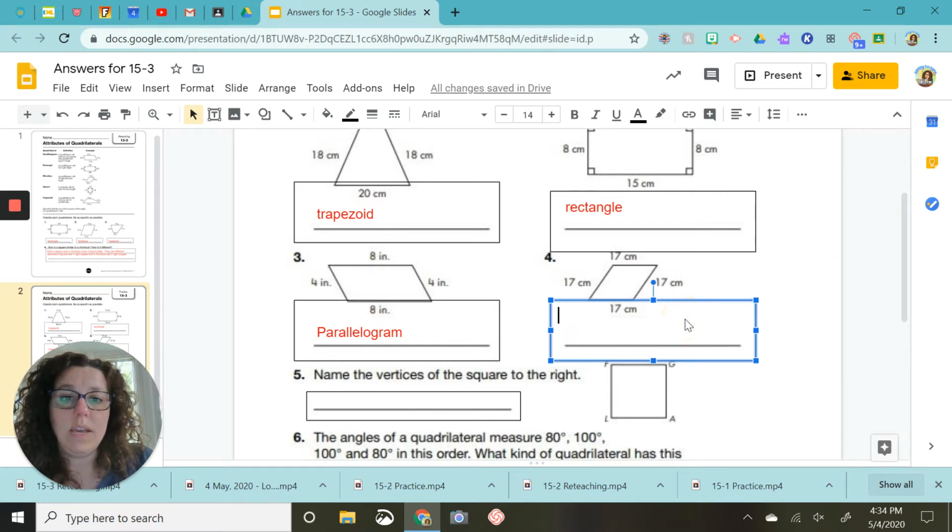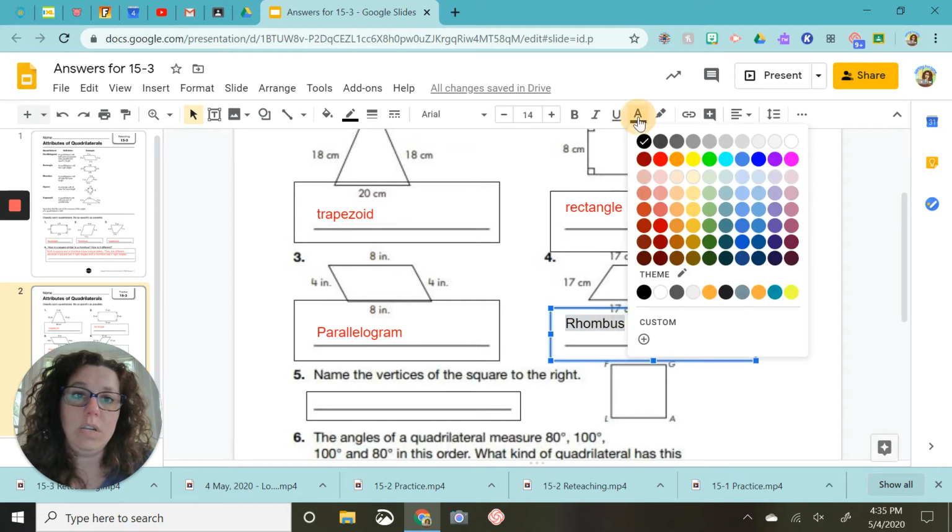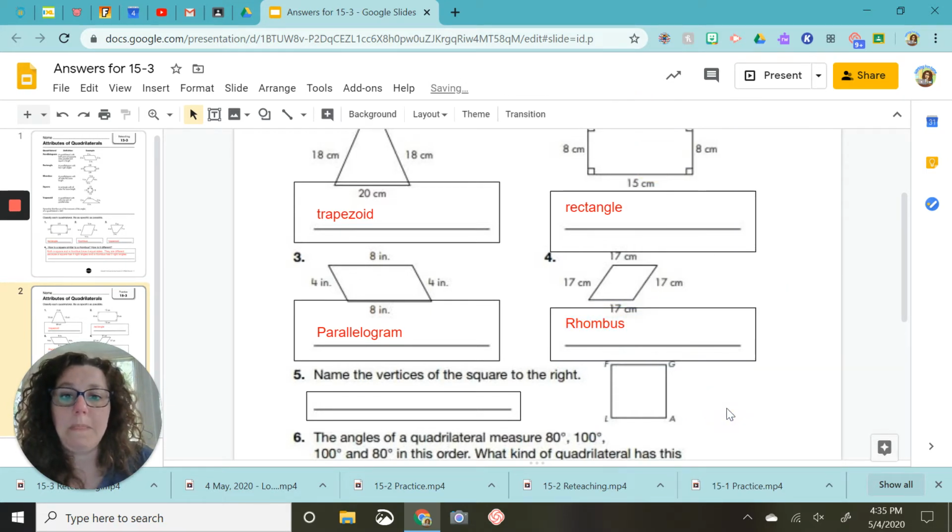This next one shows that I have all sides the same length, which could be a square. However, squares have right angles, and this shape has no right angles. This shape looks like a square that's been punched, so it is a rhombus. It's tilting over to the side.